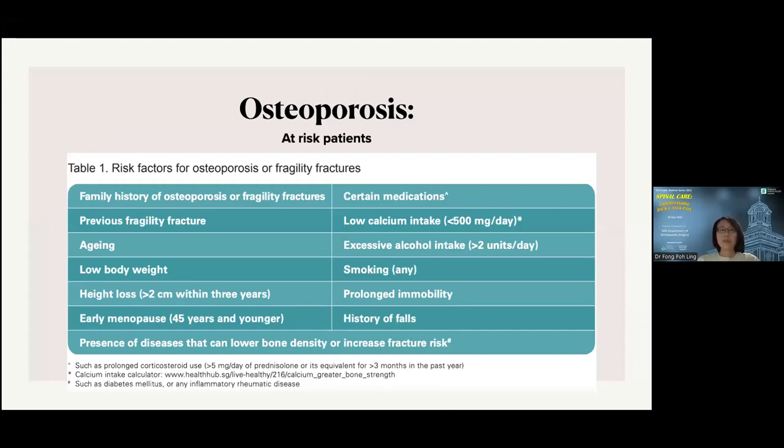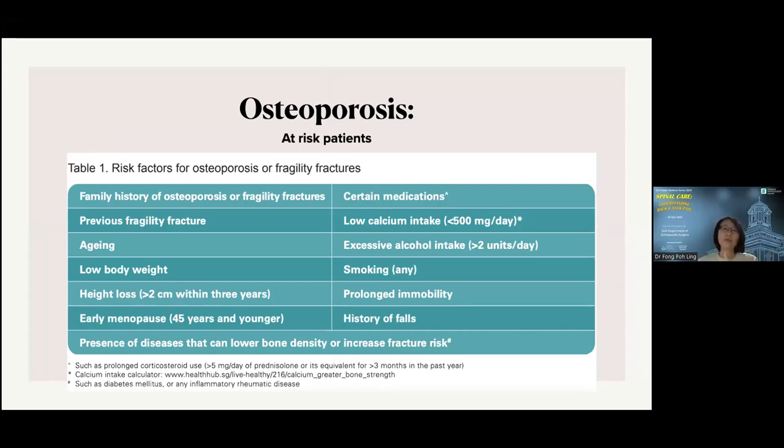So it's important to know exactly who are at risk for osteoporosis. Generally, this is a table published by our Ministry of Health to let us know how we identify these at-risk patients, so that we can take precautions to slow down or prevent osteoporosis.